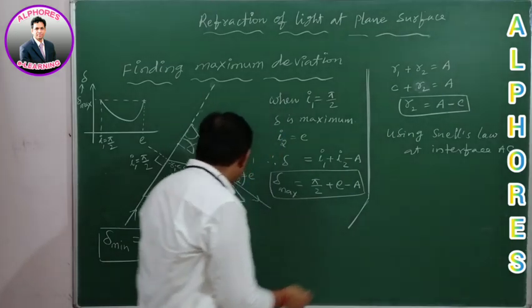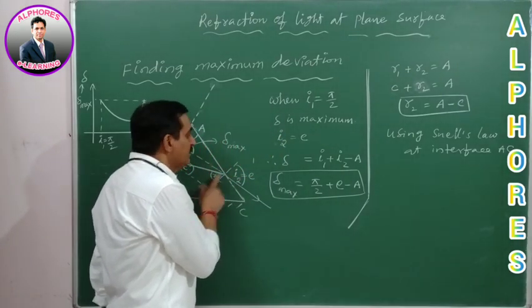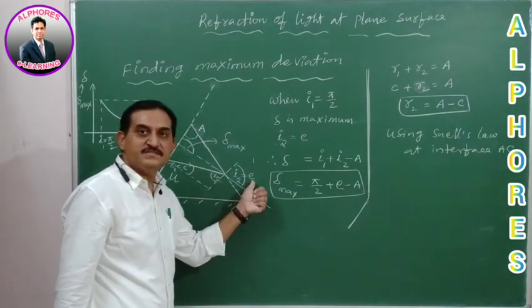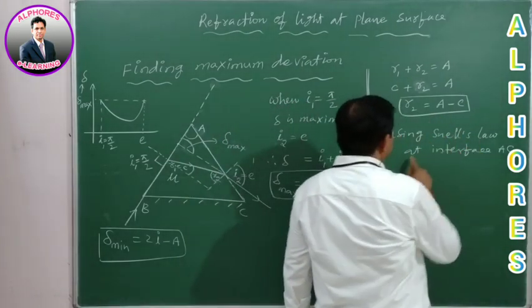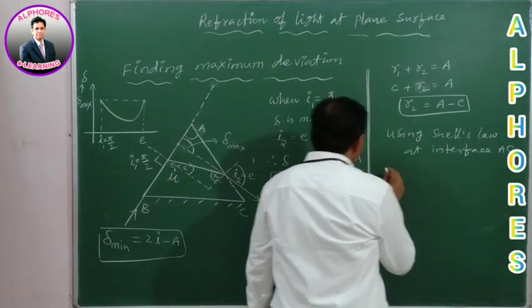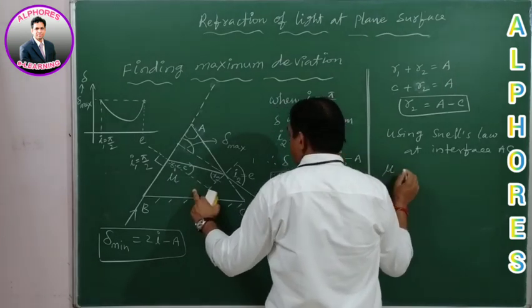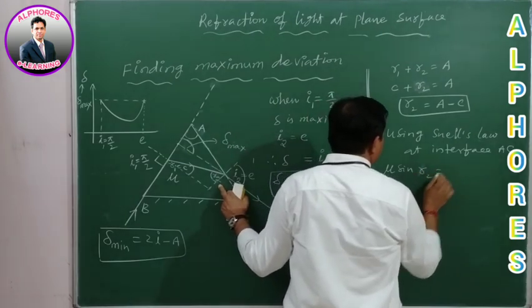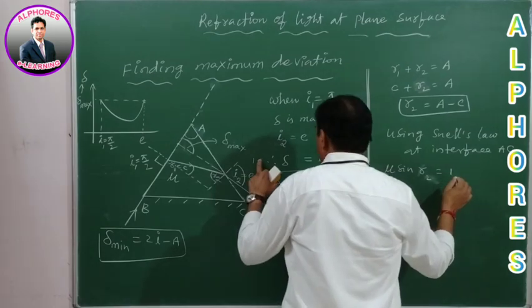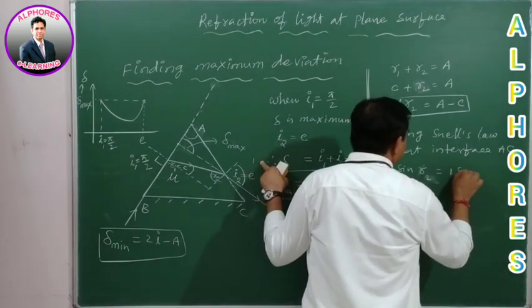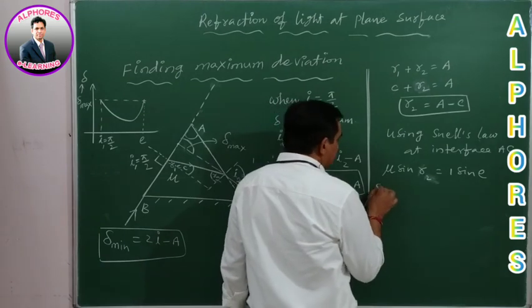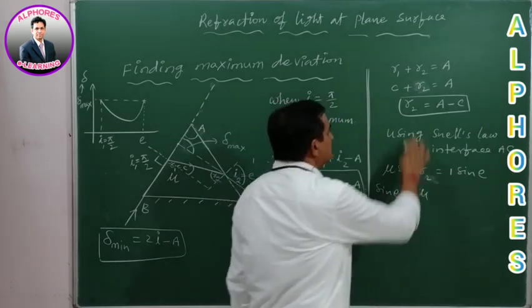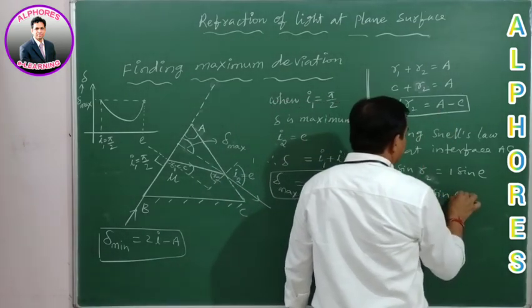After finding this, we have R2 in terms of A minus C, and I2, that is e. R2 is A minus C, I2 is e. Then using Snell's law at the second interface AC, the refractive index of the material medium mu times sine of the angle R2 is equal to 1, the refractive index of the surrounding medium, times sine of e. So sine e is equal to mu sine R2. Putting R2 here, sine e equals mu sine of A minus C.